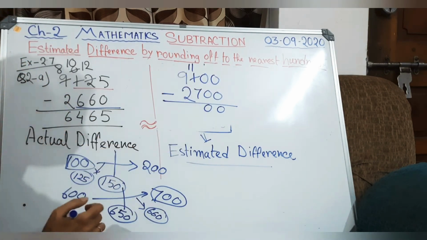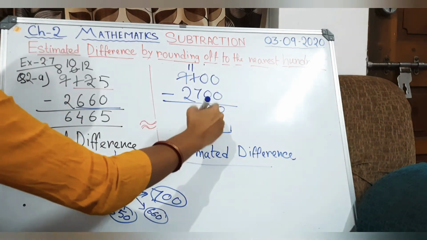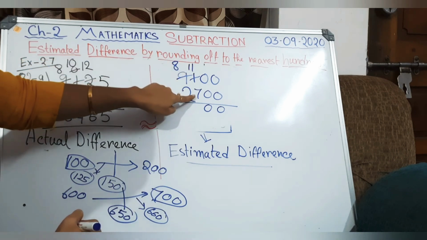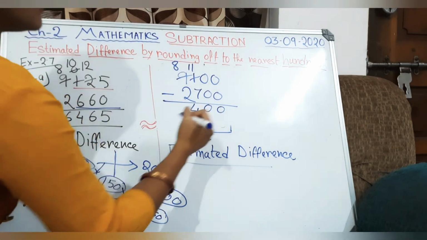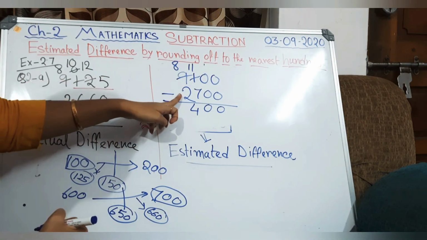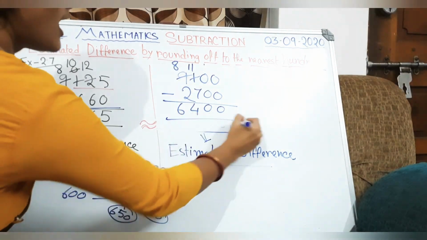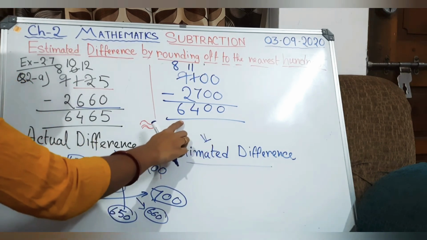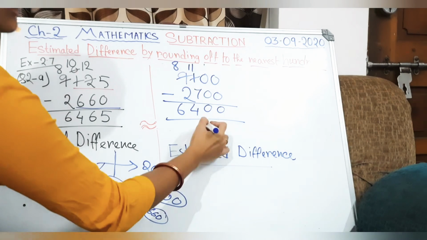From where are you borrowing this one? From this previous 9. So cut the 9 and write down 8. And from 11, now you have to subtract this 7. So what will come? 4 will come. Yes. Now from 8, you have to subtract this 2. Then what will come? 6 will come. So now my new answer is 6400. That is my estimated difference.